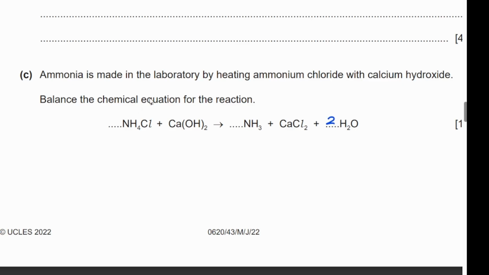And afterwards, let's see. It says here there's 2 chlorine atoms on the right side. So there has to be 2 chlorine atoms on the left side. So therefore, this has to be 2. And finally, since there's 2 here, this has to be 2 as well. Therefore, this is the final balanced equation.